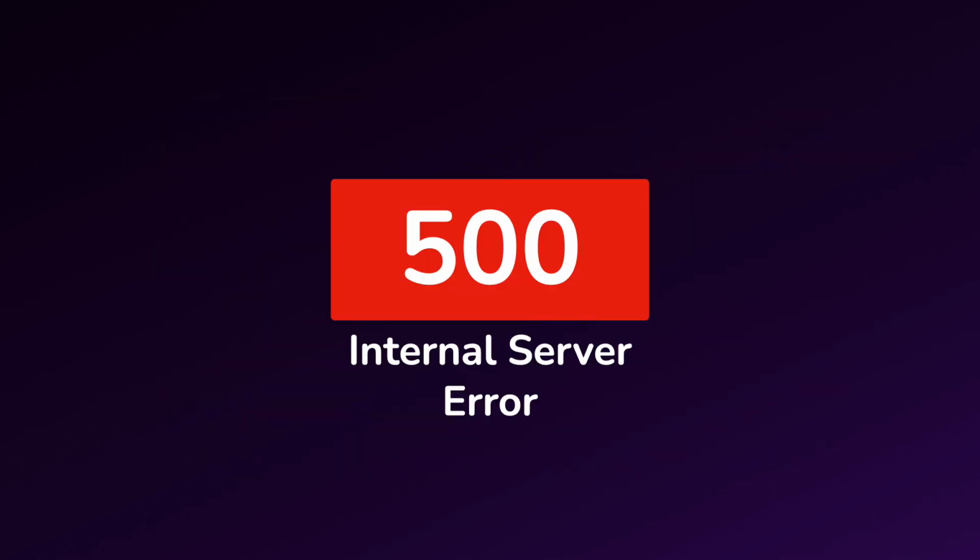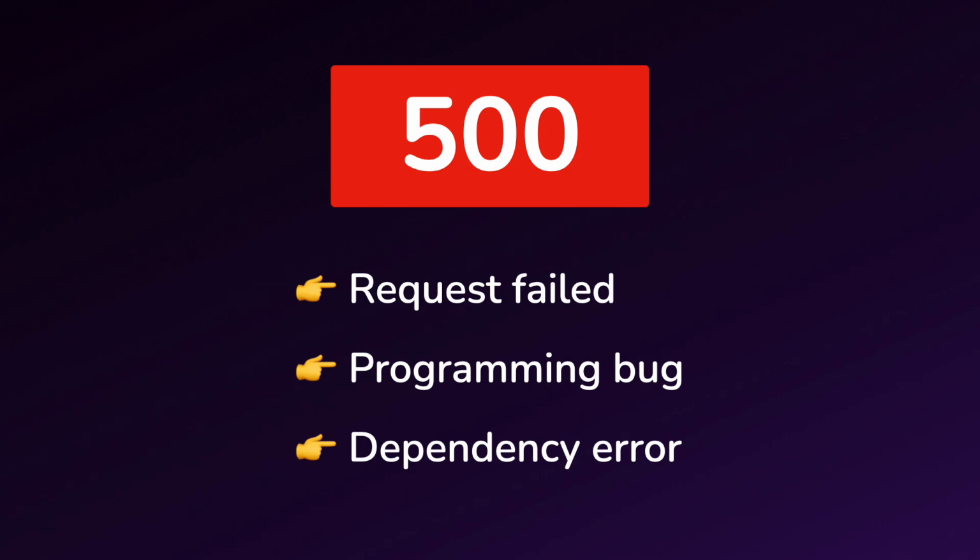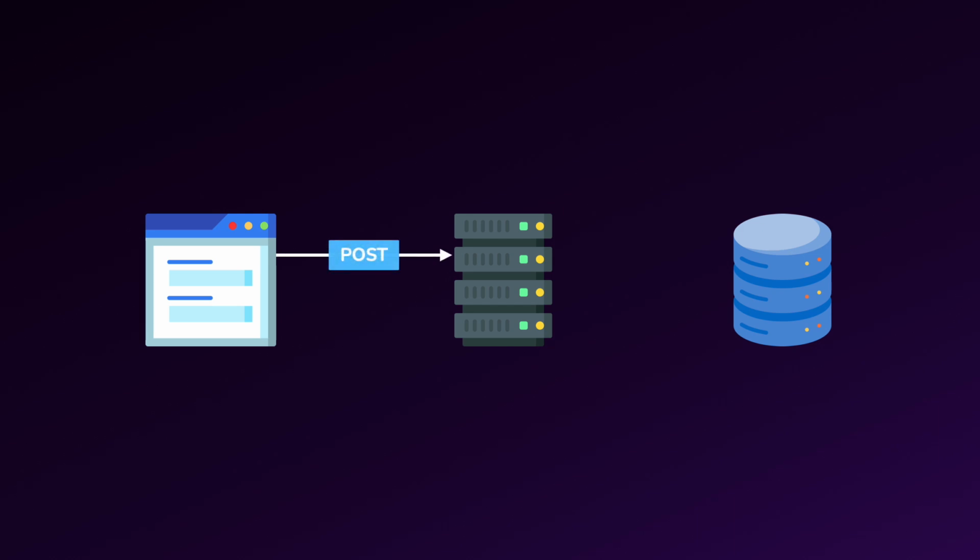Finally, the 500 internal server error is a generic status code used to indicate that an unforeseen event happened on the server, preventing it from successfully processing and completing the request. This is often due to unhandled exceptions, database connection failures, null references, and pretty much anything else causing your code to crash or end up in an invalid state.